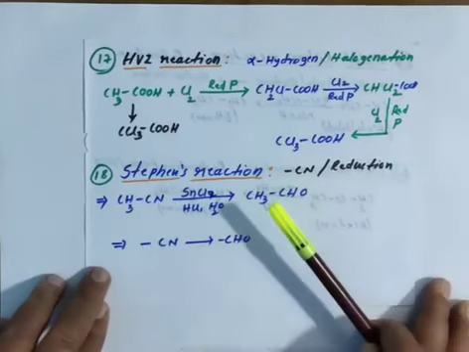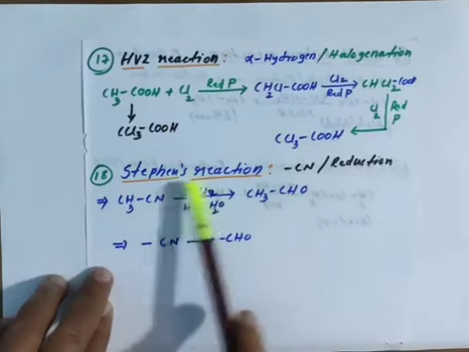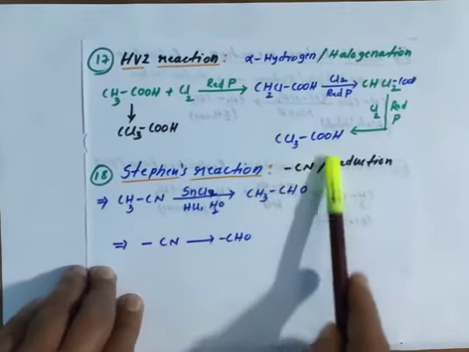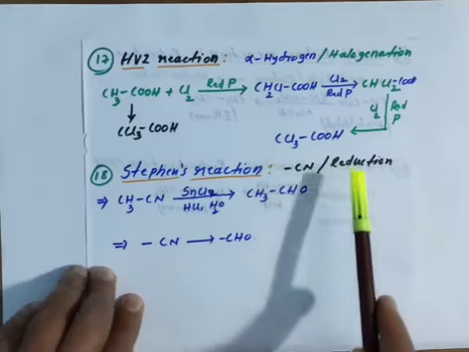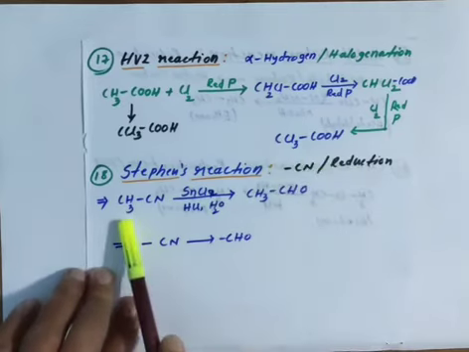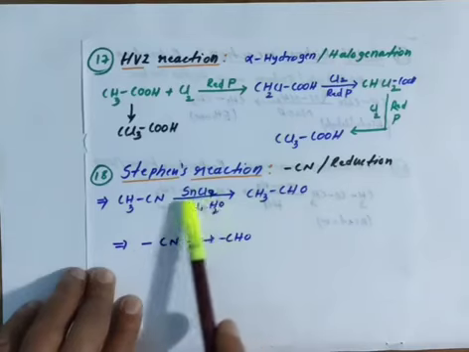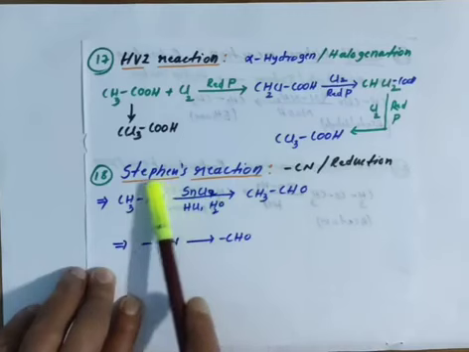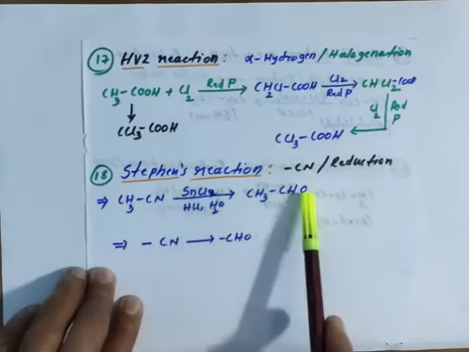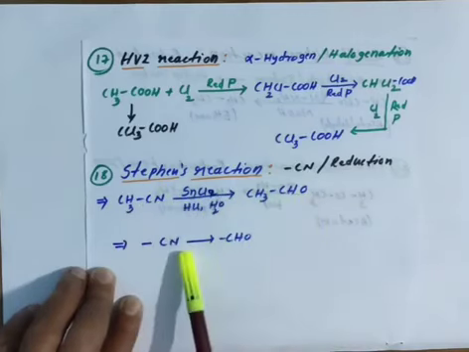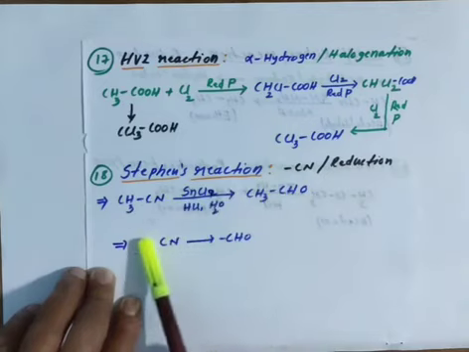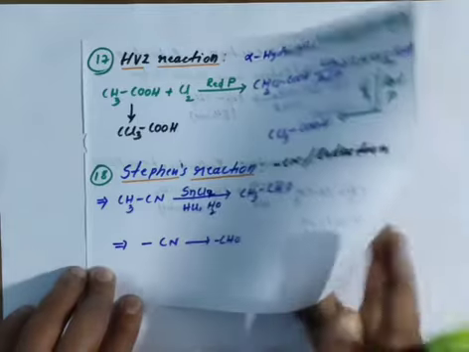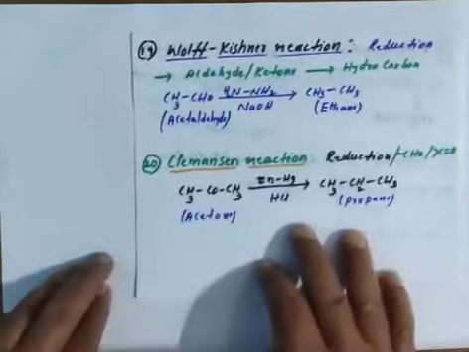Next, another important named reaction, that is Stephen's reduction. This is a reduction reaction where nitriles or cyanides are converted into aldehydes. See here, methyl cyanide in the presence of tin chloride, SnCl2, HCl and water. And this cyanide group is converted to an aldehyde group. It is a reduction. So you have to remember that in Stephen reduction, the CN group is converted to the CHO group. That's simple.